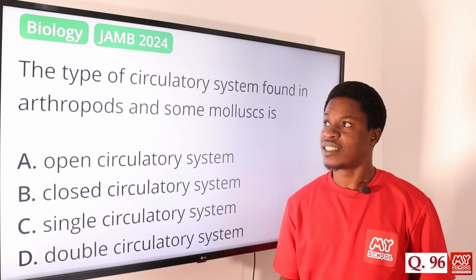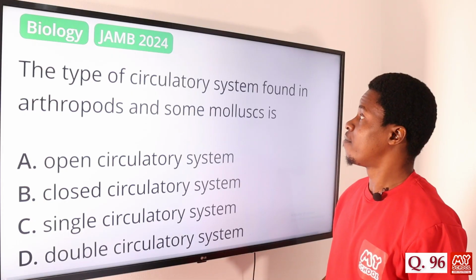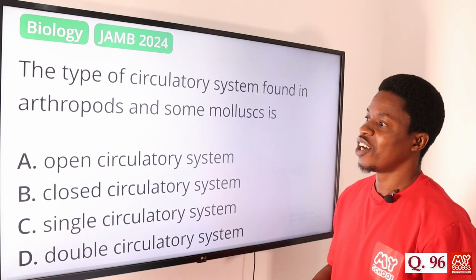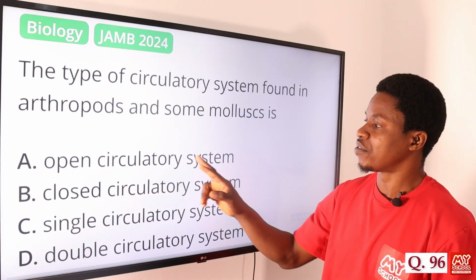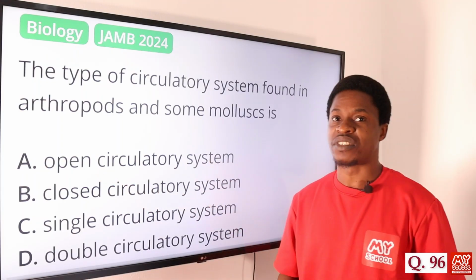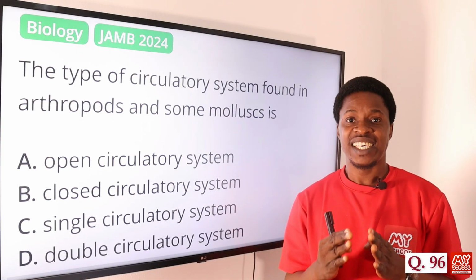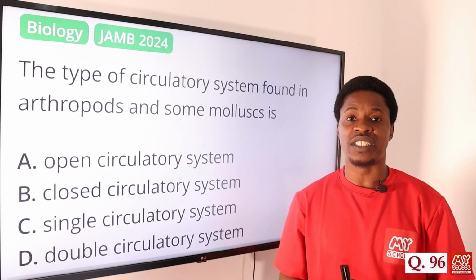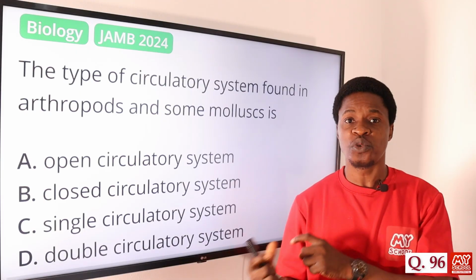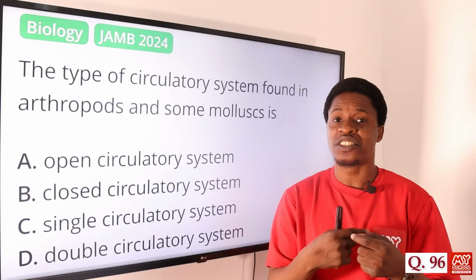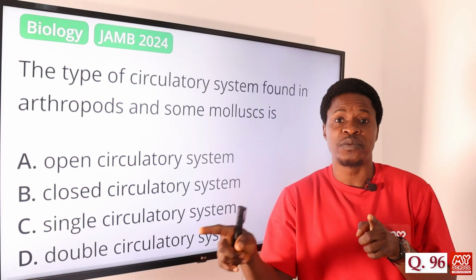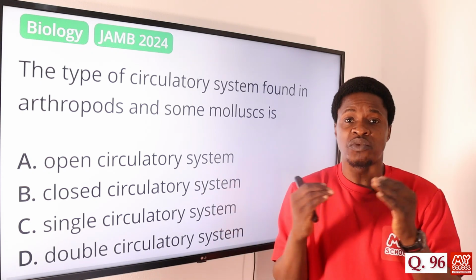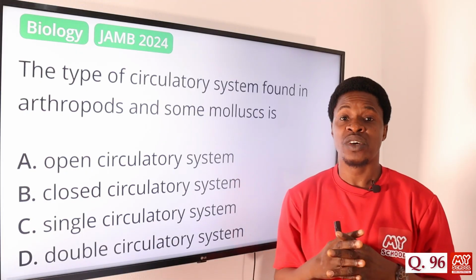Question number 96. The type of circulatory system found in arthropods and some mollusks is what? Option A says open circulatory system. In an open circulatory system, the blood is pumped straight from the heart to the parts of the body. There are no tubes, no vessels. The blood does not have to flow through tubes and vessels to convey to the part of the body. Straight from the heart, blood is pumped to the part of the body.